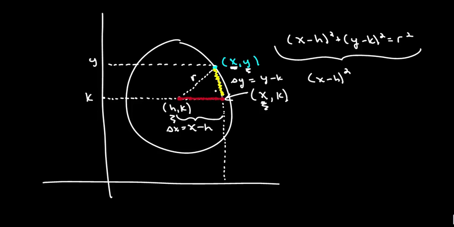And so, if you take the red line, which is x − h, and you square it, because this is a right angle, think about why that is, and then you add that to the yellow line length squared, you're going to get the hypotenuse squared. And that's it. That's all there is to prove it.